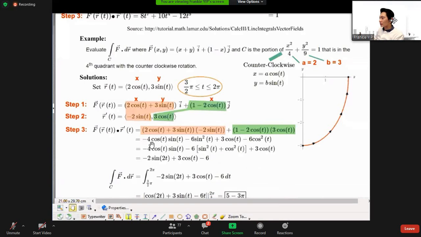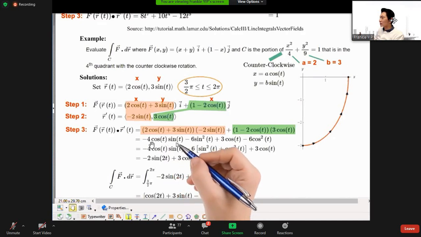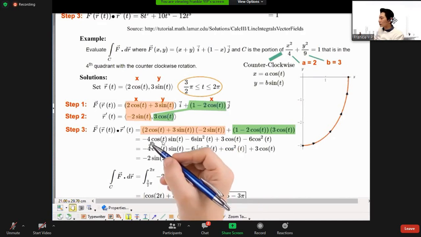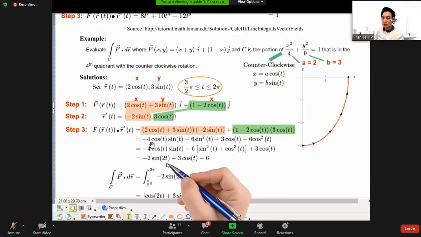Okay, how about the next one? The next one, you can see cosine t sine t. In fact, 2 sine t cosine t. Remember last time I told you that it equals sine 2t by using the double angle formula. Got it?